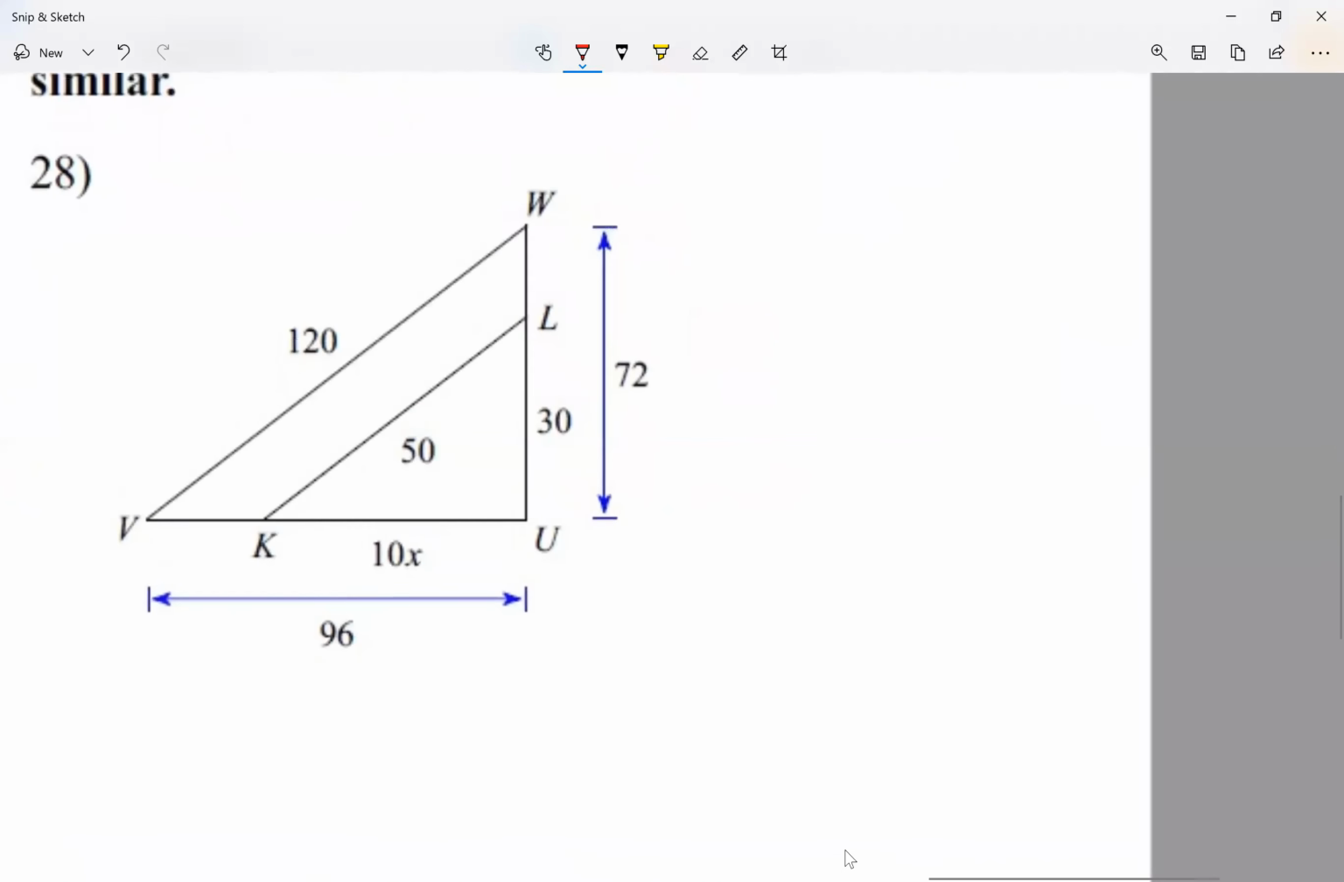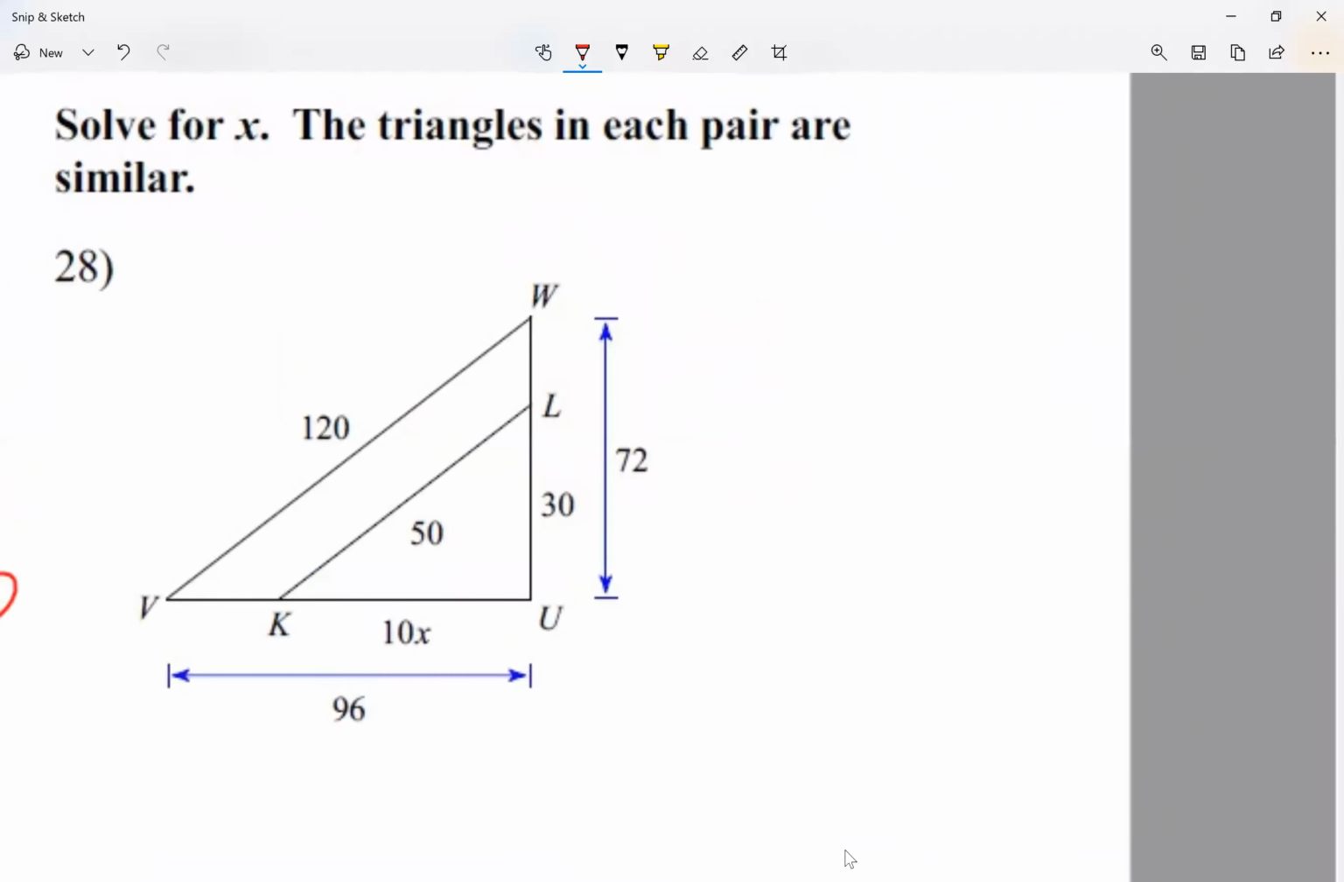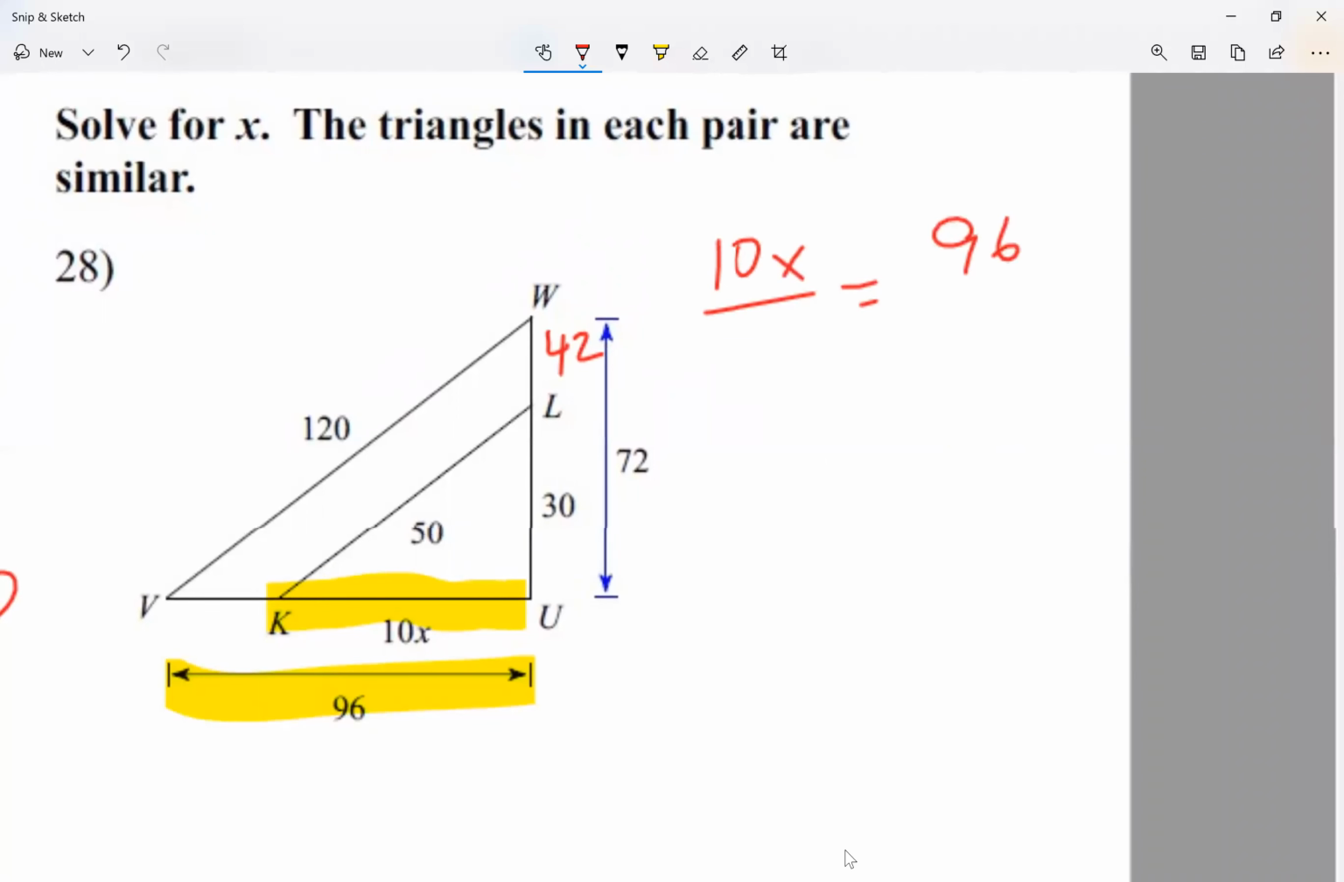My last example here, solve for x, the triangles in each pair are similar. I'm going to say the measurement WL is 42. I might need it, I might not. I'm just going to put it there. So from one side of the triangle, I'm going to use 10x and 96. From the other side of the triangle, I'm going to use 30 and 72.